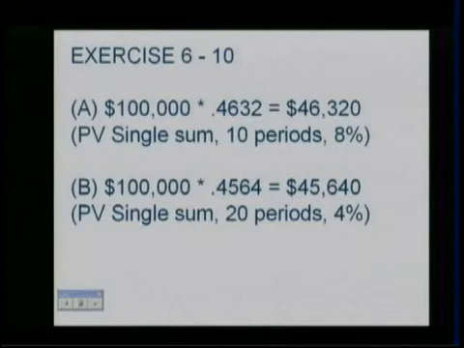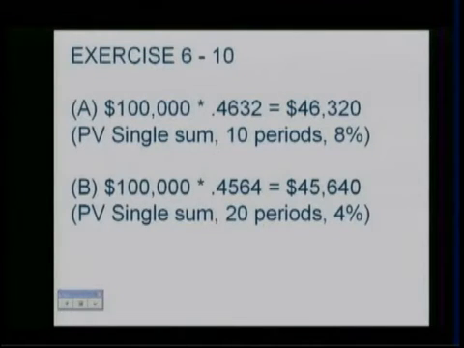So this time you're going to look down the present value of a single sum for 10 periods at 8%, and you're going to get 0.4632. You multiply that by $100,000 and you get $46,320.